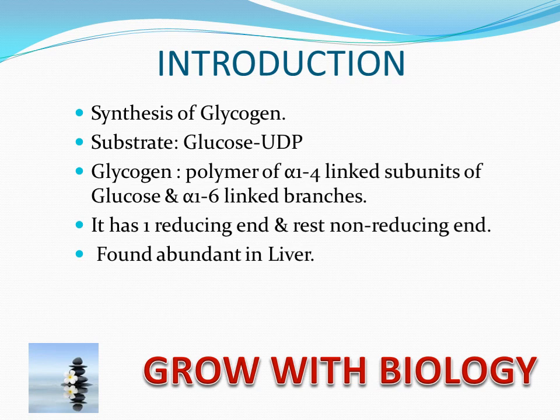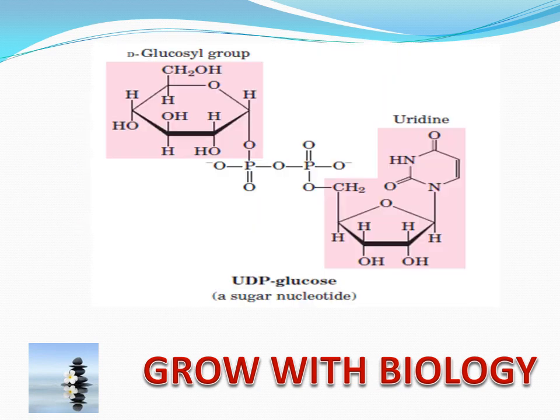Now, when the structure of glycogen is developed, it has one reducing end, that is present in the side where the glycogenic primer is present, and the remaining all ends are non-reducing ends. So, it has one reducing end and remaining non-reducing ends, and it is found abundant in liver.